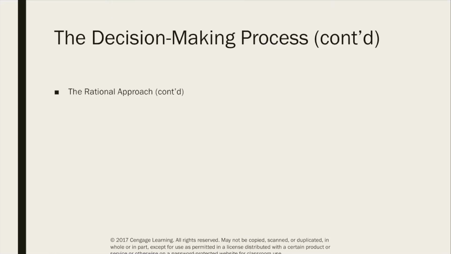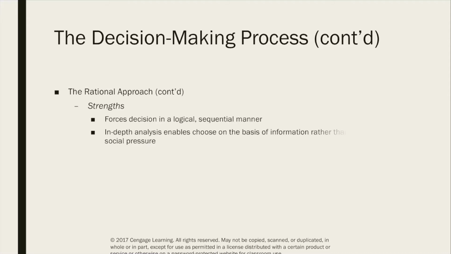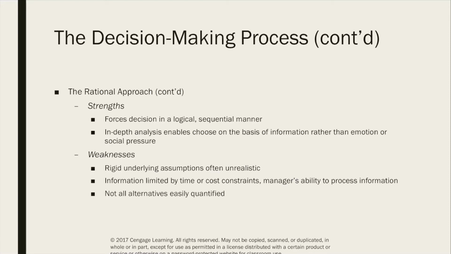Now, with the rational approach, you do have strengths and weaknesses. First of all, the strength is that this is a logical, sequential model that forces you to make decisions in that framework. It enables you to choose on the basis of information rather than emotion or social pressure. You're not evaluating people, you're evaluating alternatives, and you're evaluating the problem.